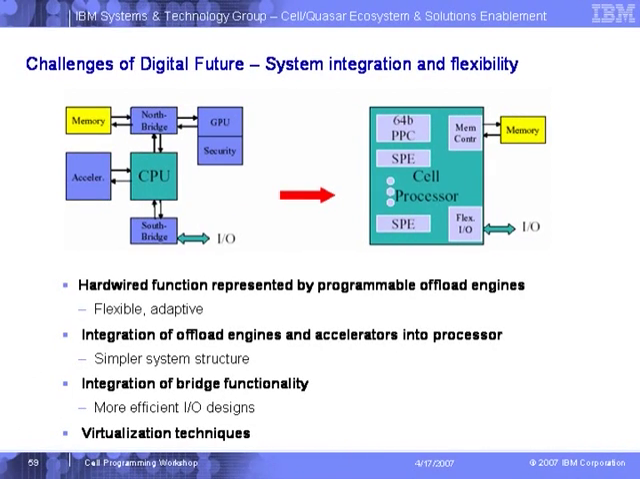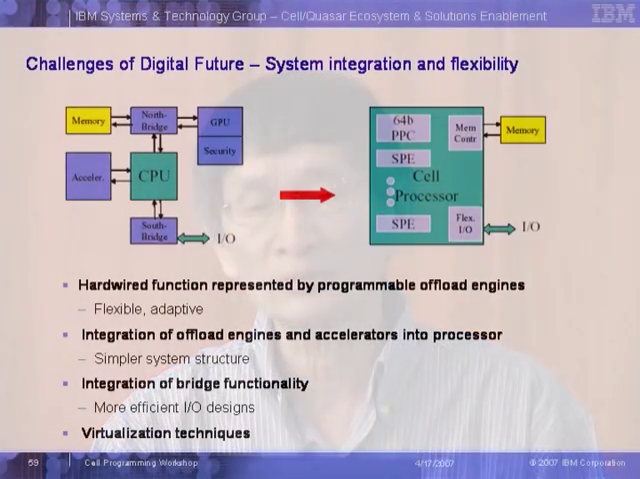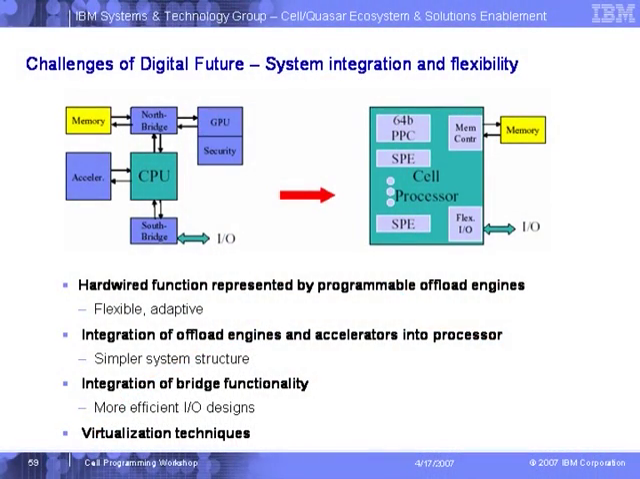Here's a look at the traditional graphics-based processor, right? We have the CPU here, we have memory, we have a north bridge connecting to the GPU, graphics processing units, over here. The south bridge connects to the I/O, right? And accelerators, with some companies working on accelerators to help the CPU perform some specific operations. On the Cell side, we have a 64-bit PowerPC right here, and we have this memory controller.